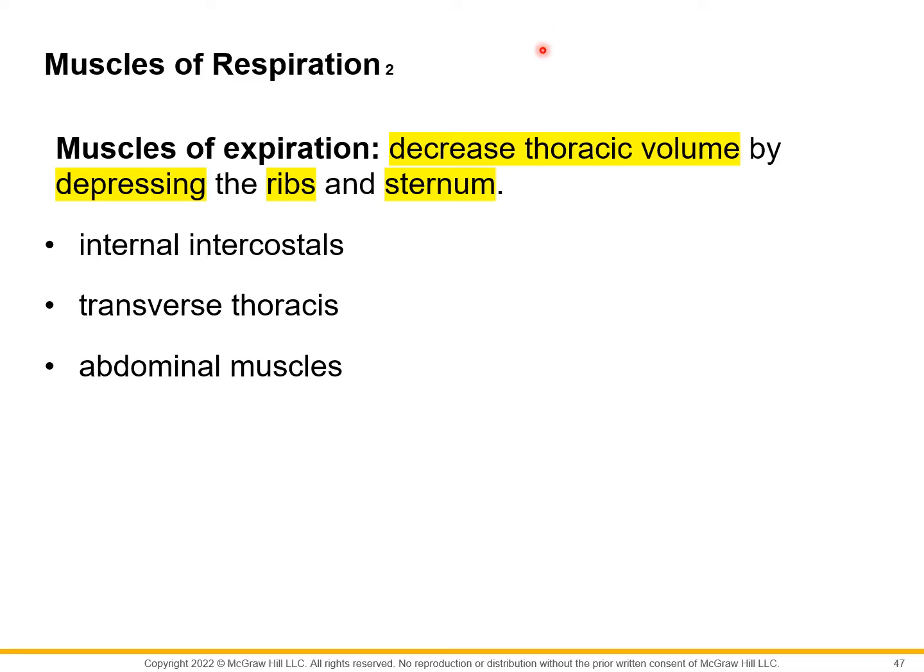Let's now talk about the muscles of expiration, or the muscles that would help us with exhalation. So these ones would decrease the thoracic volume by depressing the ribs and the sternum. Alright, so basically, kinocompress daw po ng mga muscles na to yung ribs and sternum natin, kind of like giving a squeezing motion to our lungs to help us exhale.